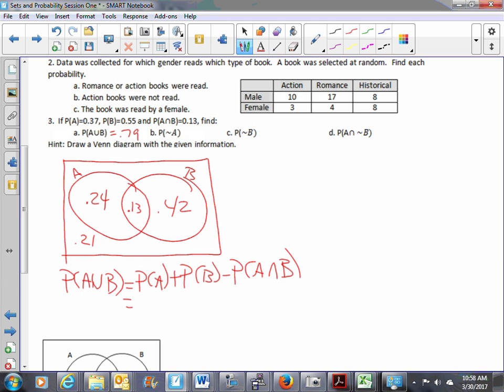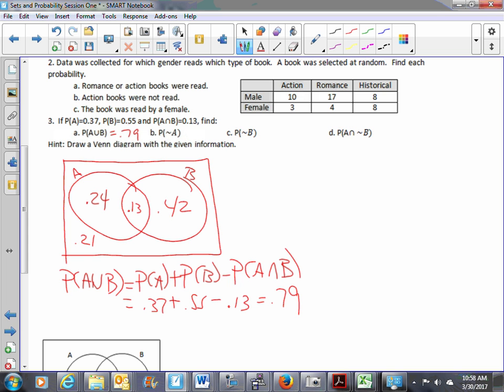It would be 0.37 plus 0.55 minus 0.13. 0.37 plus 0.55 is 0.92. 0.92 minus 0.13 would be 0.79. So notice that works in that particular way also. The first question could have been done without the Venn diagram. Now, the rest of them maybe not so much.